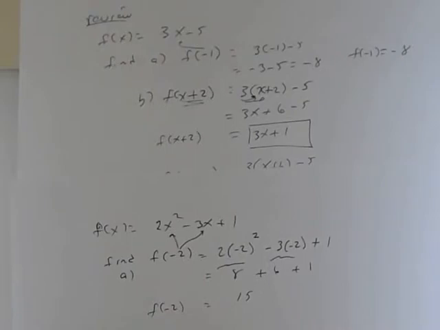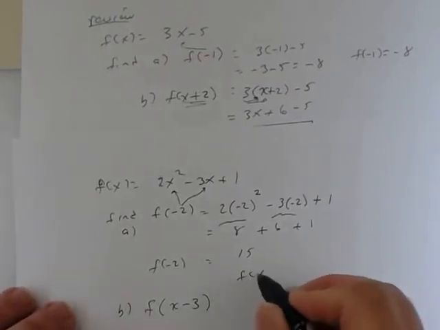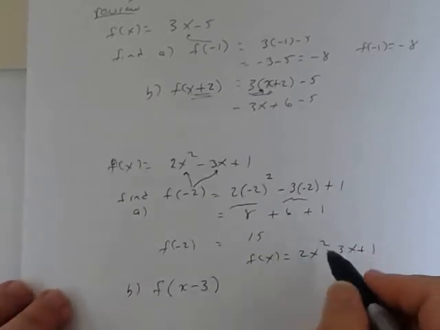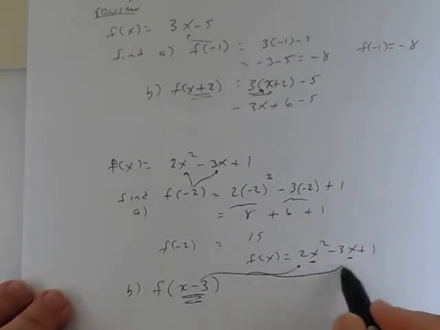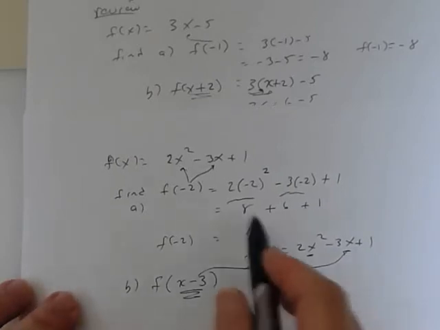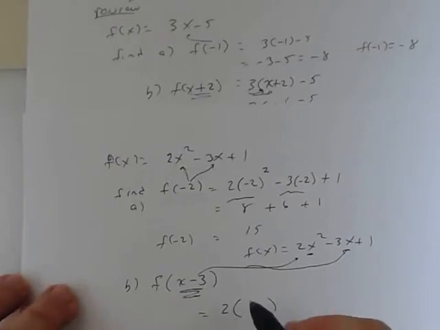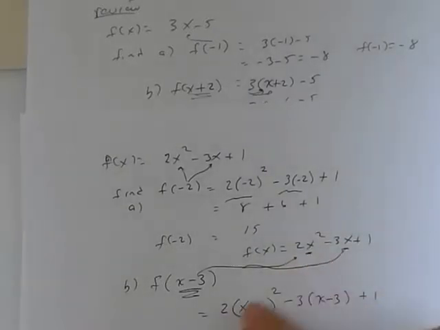What about b? Suppose I want to find f of x minus 3. So remember, our function is this. Let me go ahead and just rewrite it. That's my function. Wherever you see the variable x, what do I plug in? X minus 3. Just like the one we just did, you're going to say 2 times, in parentheses, x minus 3, and what am I doing to it? Squaring. Minus 3 times, what do I put inside this parentheses? And then plus 1.